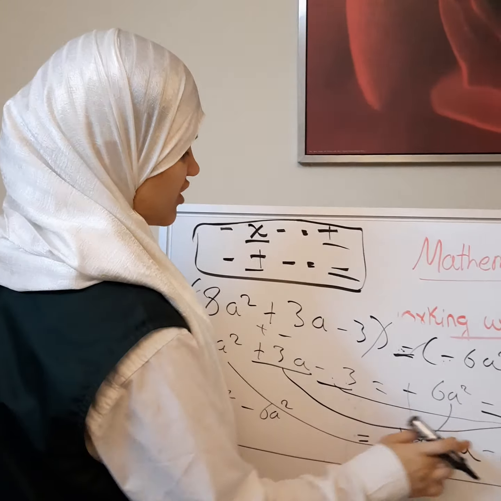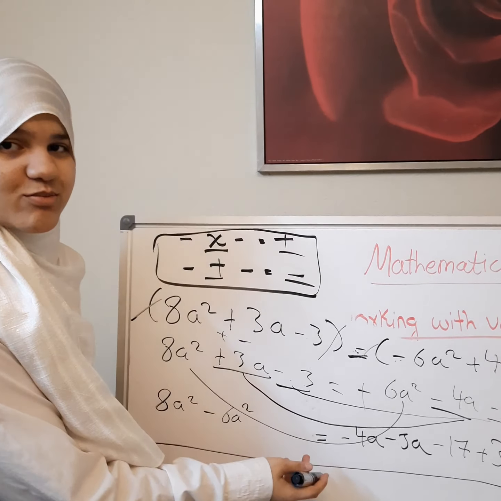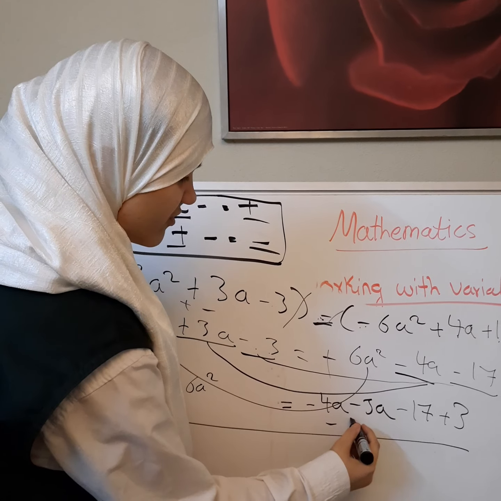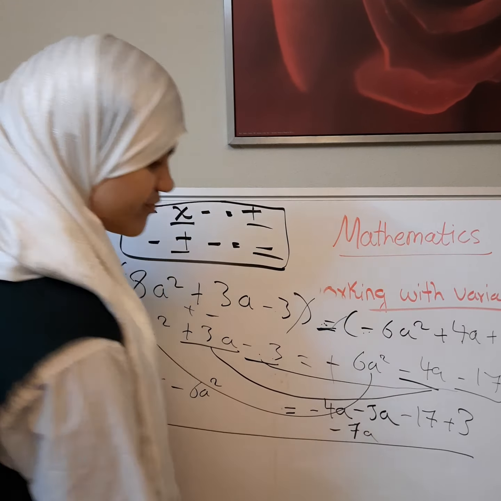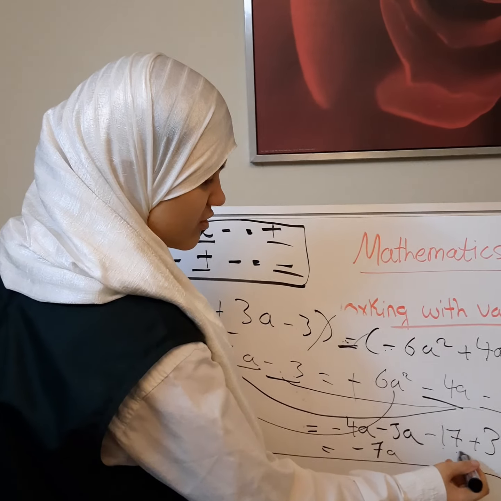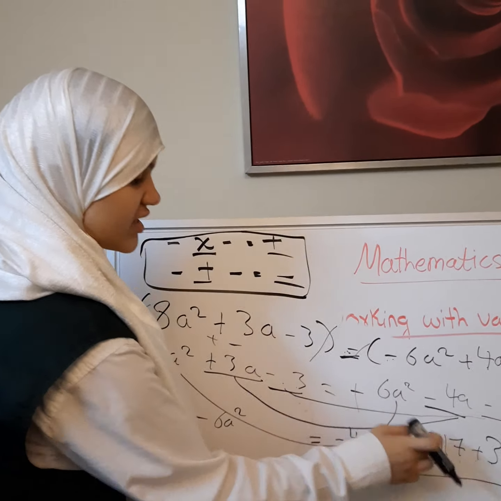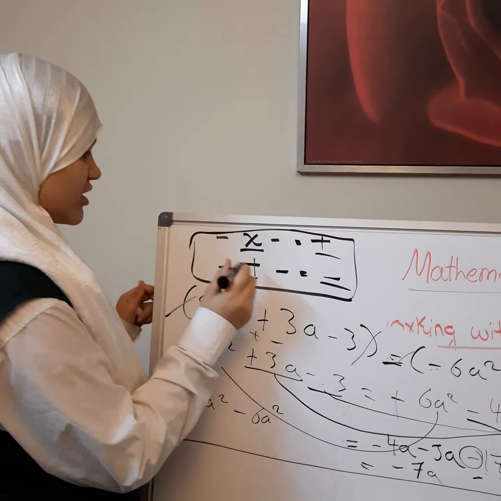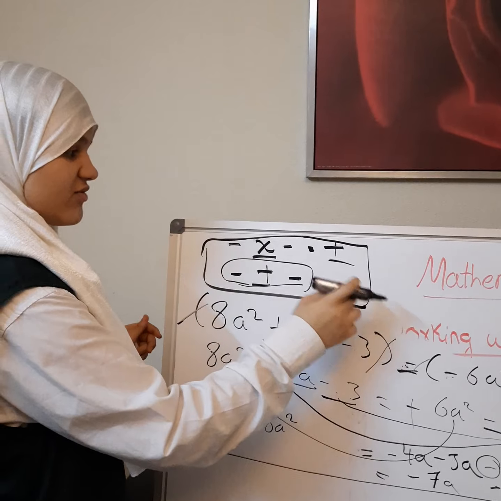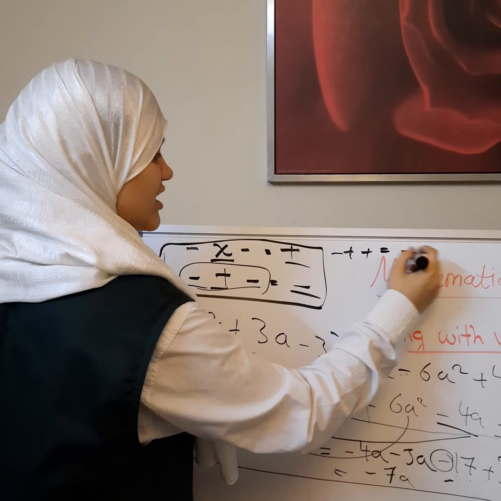Now, let us solve it. Negative 4a and negative 3a, we will add them. We will not make it a minus. That means it will be negative 7a. Okay? And here, negative 17 plus 3, it will be negative because we will take the bigger. Of course, the same thing also here in the negative: negative plus negative is equal to negative, or negative plus positive, it will be negative.